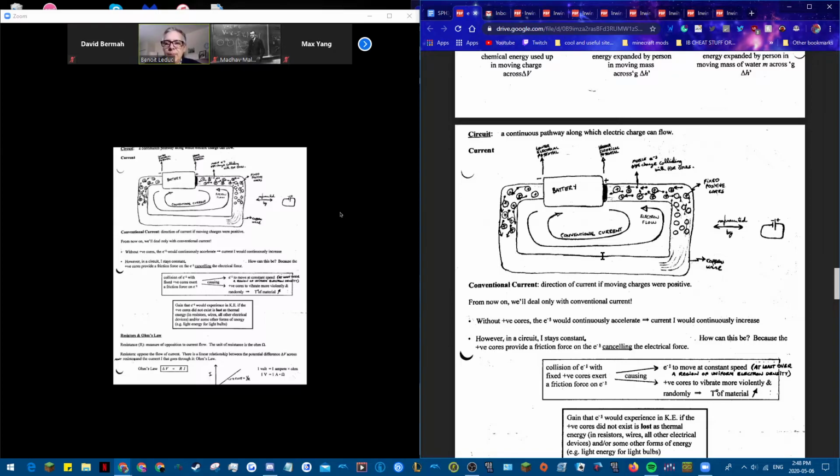Yeah, temperature increases. And this is why in electricity, you have always thermal.